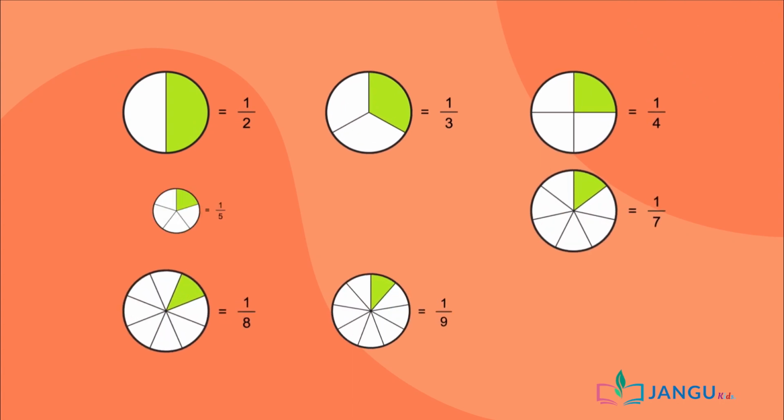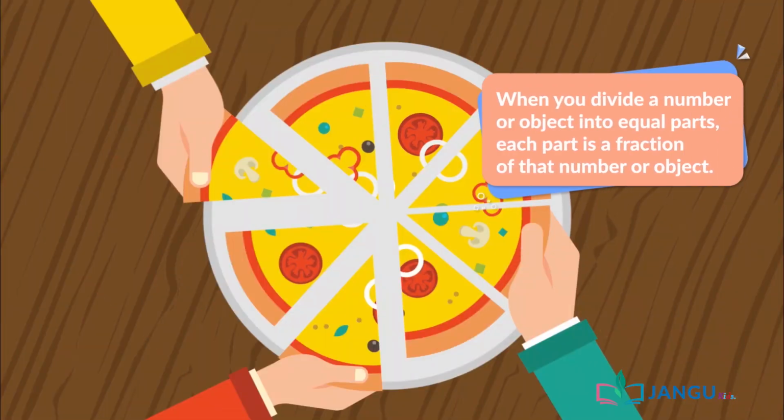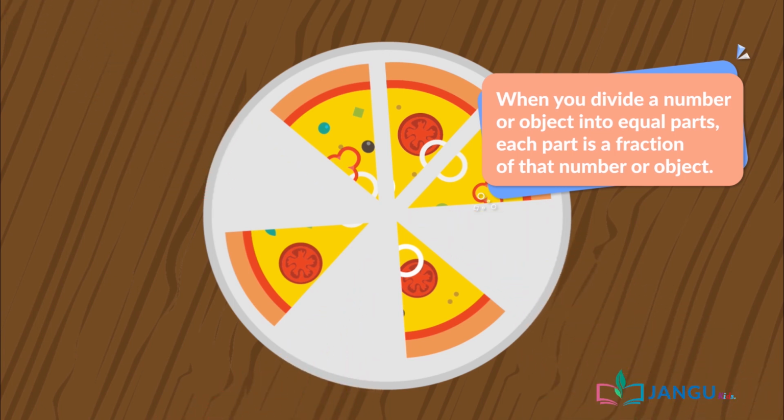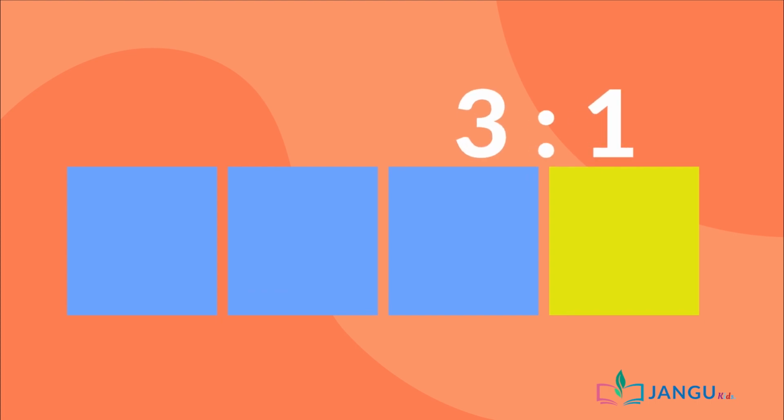Now, we know a fraction represents a part of a whole or any number of equal parts. This means when you divide a number or object into equal parts, each part is a fraction of that number or object. Before we convert fractions to ratios, let's do a quick recall of what ratios mean. In mathematics, a ratio is a comparison of two or more numbers that indicate their sizes in relation to each other. That is, it is used to express how much bigger one is than the other.